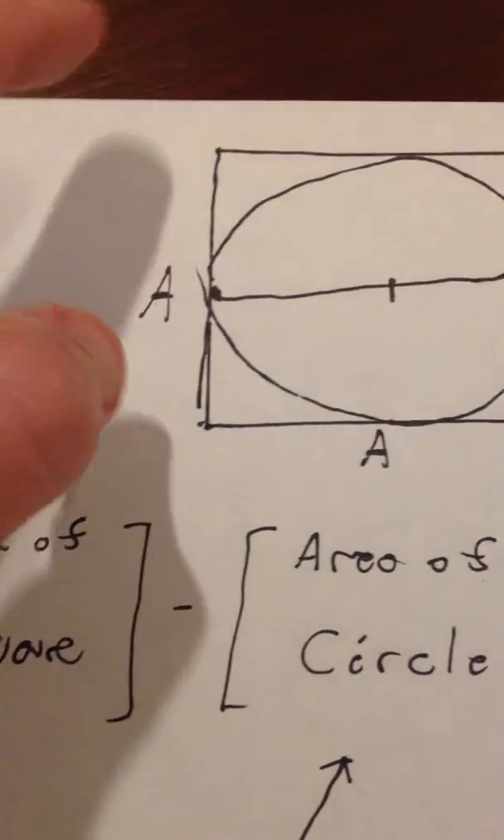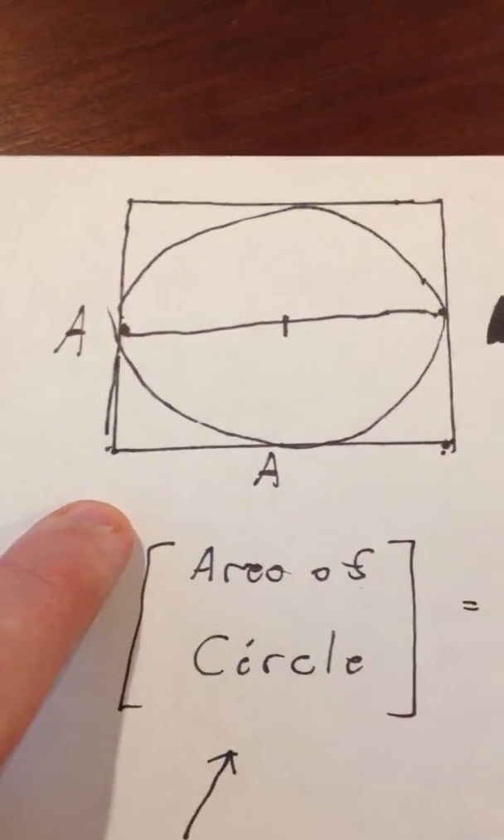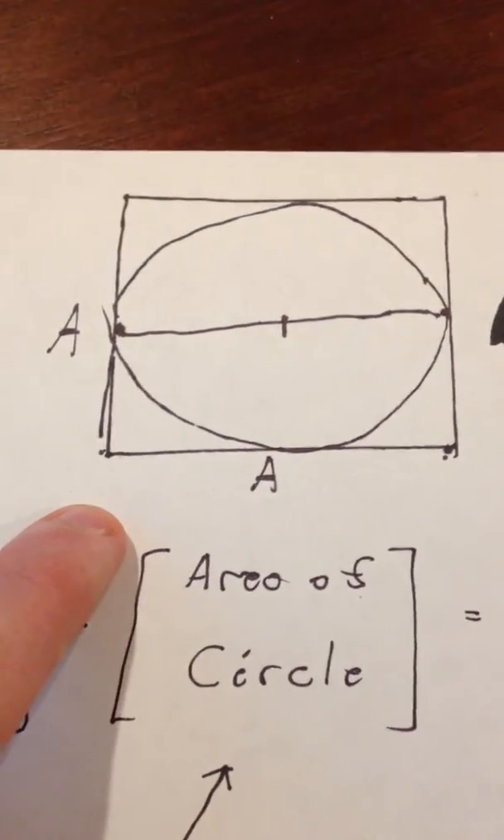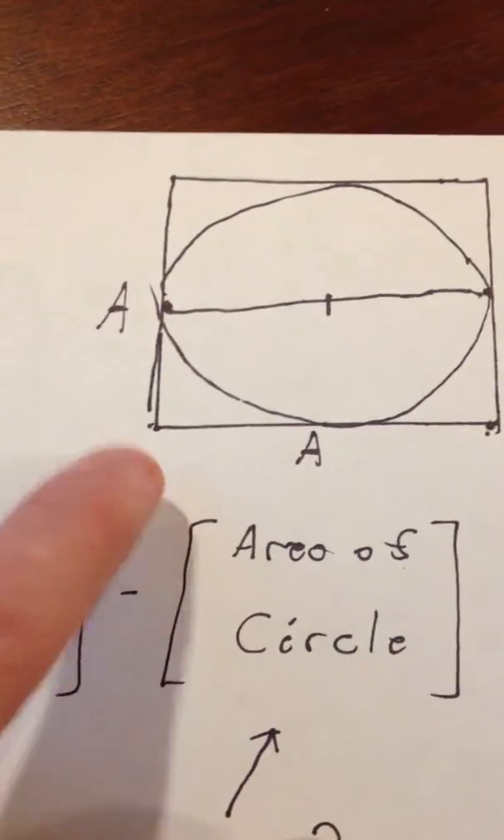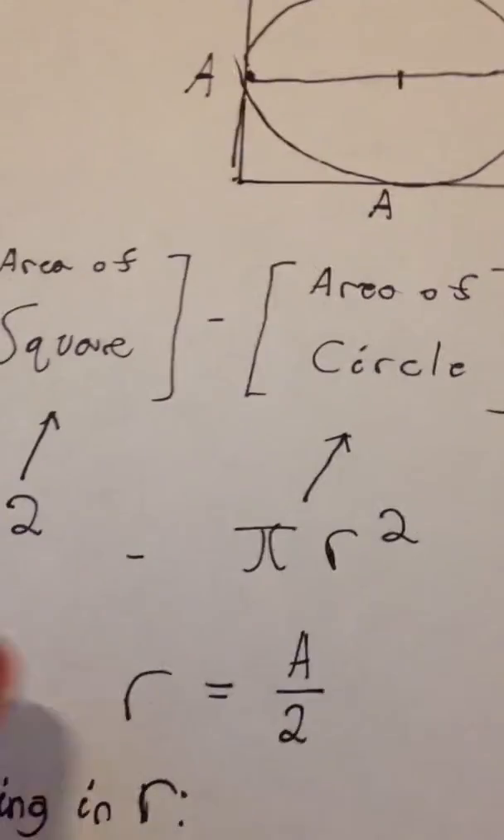Well, let's say this length is A right here. If this length is A, then this length is also A. Why is that? Because it's a square, and by definition all the sides are the same. How do you find the area of a square? Well, we do A times A, which is where we get A squared, minus the area of a circle, pi r squared.